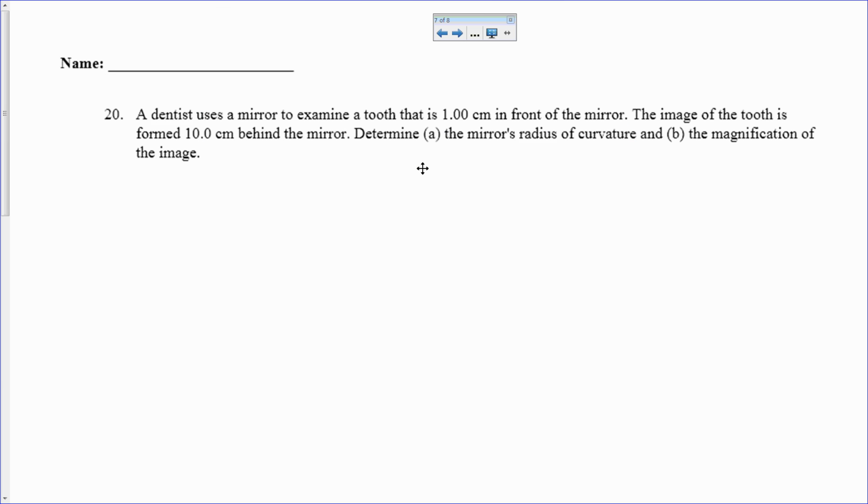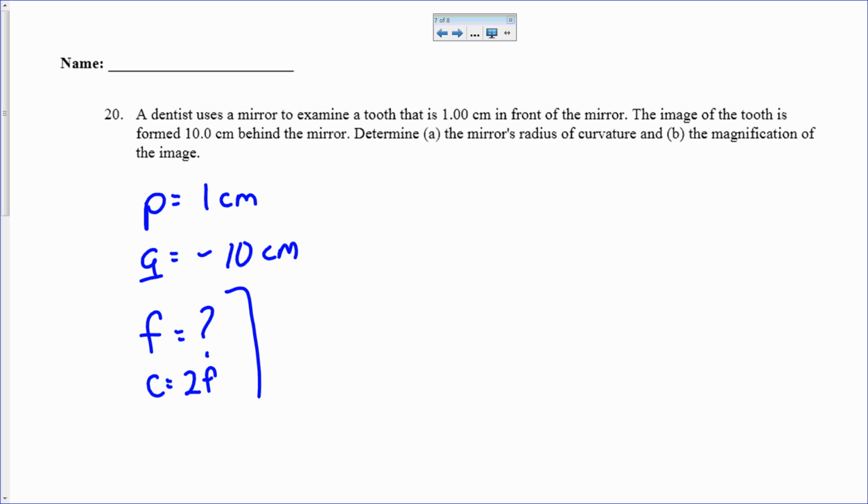A dentist uses a mirror to examine a tooth that is 1 centimeter in front of the mirror, so P is 1 centimeter. The image of the tooth is formed 10 centimeters behind the mirror, so Q is negative 10 centimeters. Determine the mirror's radius of curvature. First, I'm going to find the focal length. The radius of curvature will be twice that focal length. So let's go ahead and find the focal length in the mirror equation.